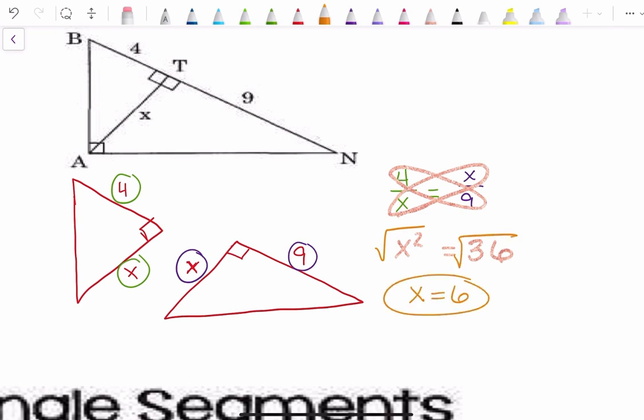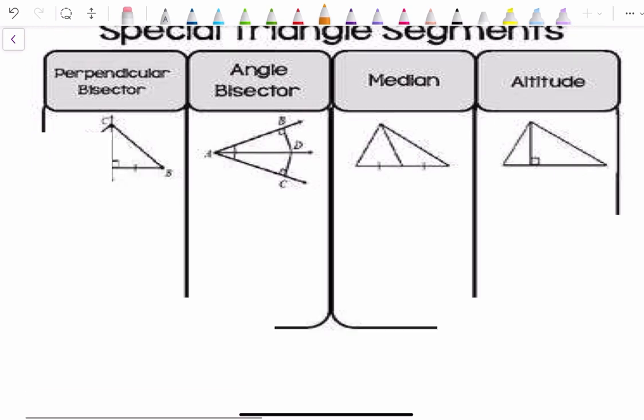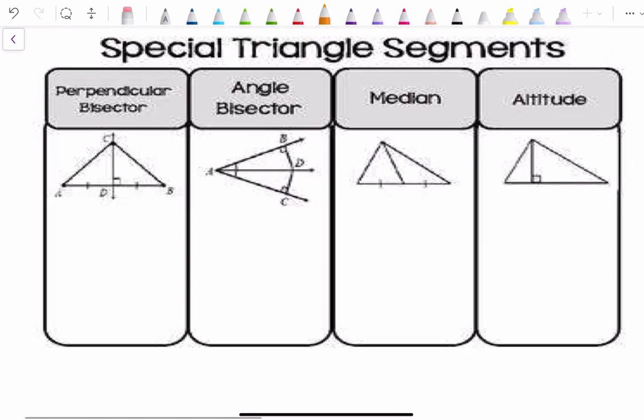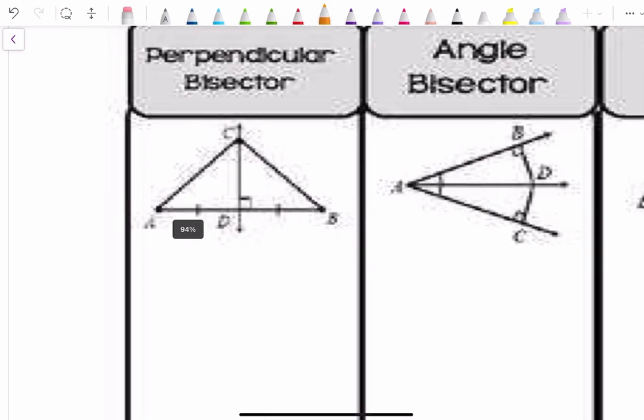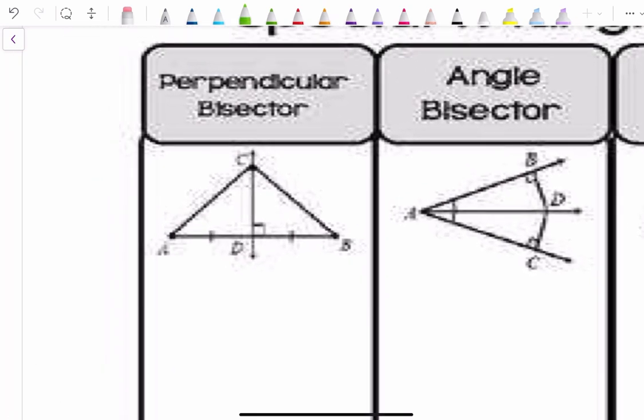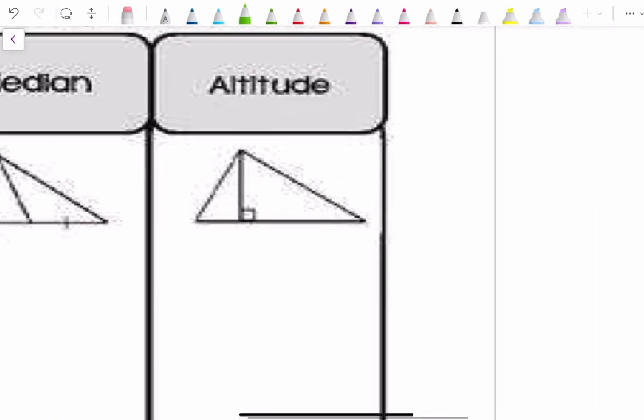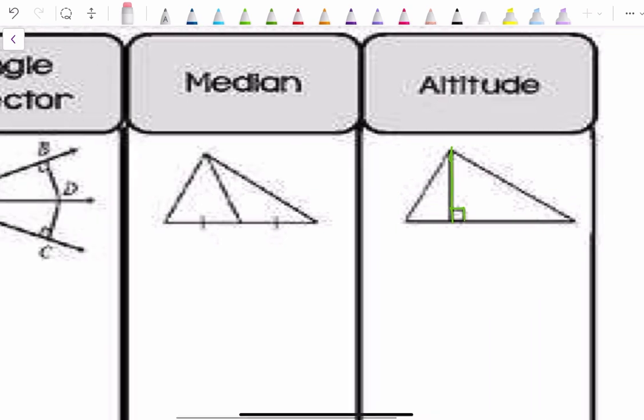So it's a little tricky to set up, but after that, the solving wasn't too bad. Just square rooting. Great. And then here we have a bunch of examples, and it's kind of grainy, of special right triangle segments. So these are all the ones we've learned. So we have the perpendicular bisector, which was that perpendicular line that cut the opposite side in half, which is different than an altitude, because an altitude is a perpendicular line, but it doesn't cut the side in half. It cuts it just however it'll be to make it perpendicular.